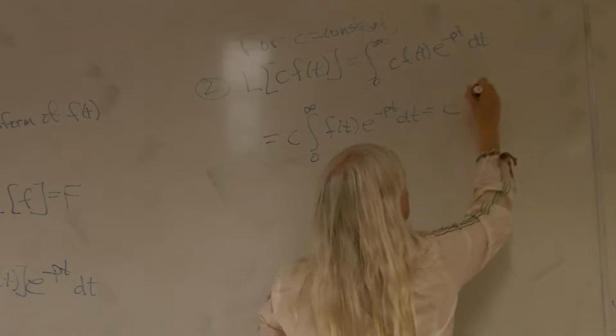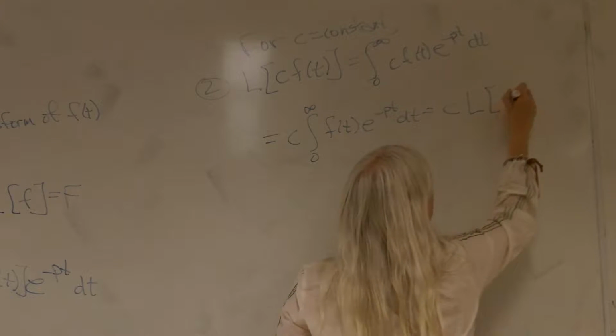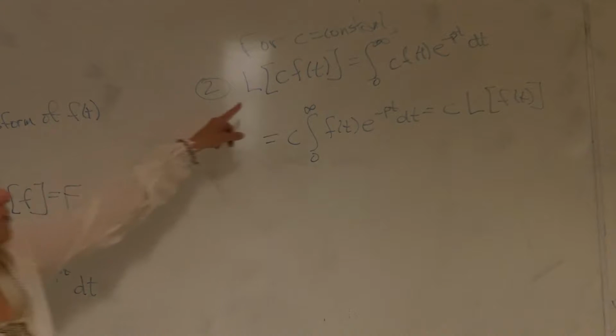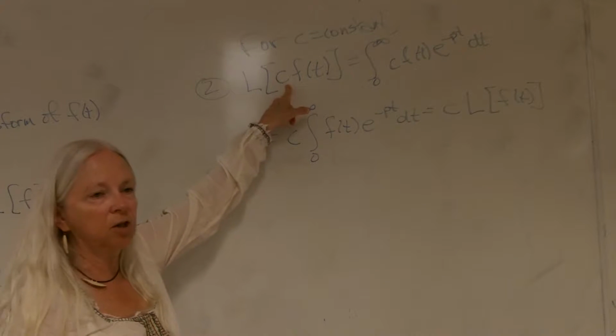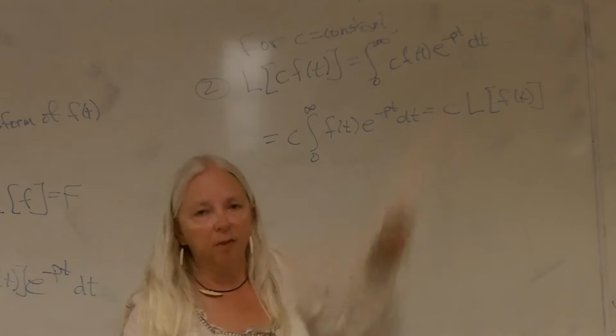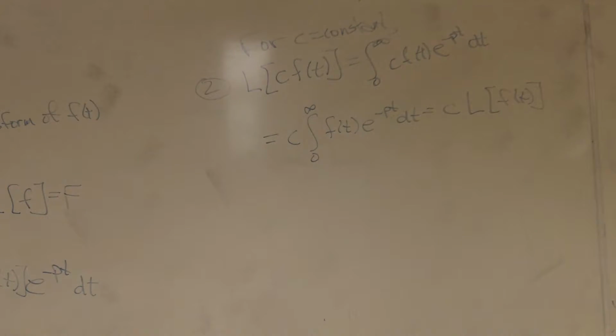And then this is c times the Laplace transform of f of t, again by using the definition of the Laplace transform. So in other words, if we have a constant multiplying the function whose Laplace transform we're taking, we can pull the constant out in front of the Laplace transform. Okay? That's the second piece of what I mean by this being a linear operator.